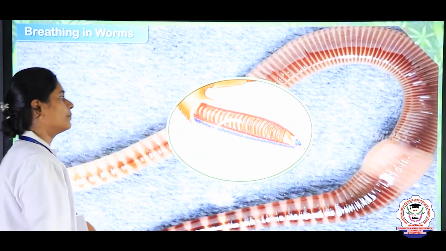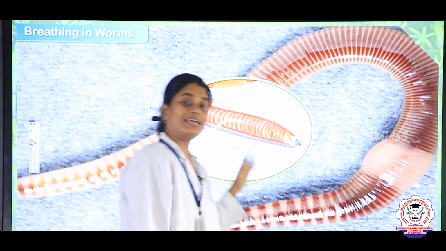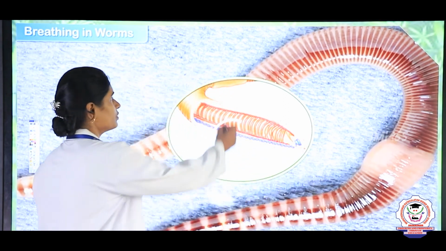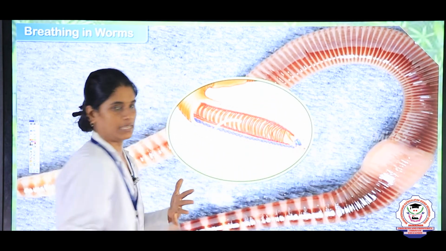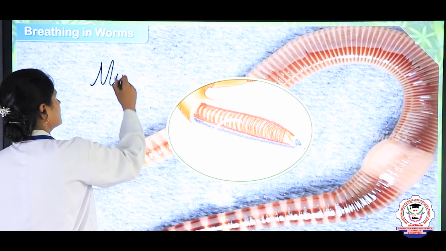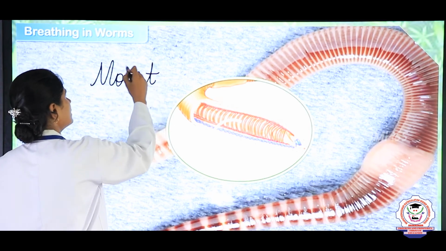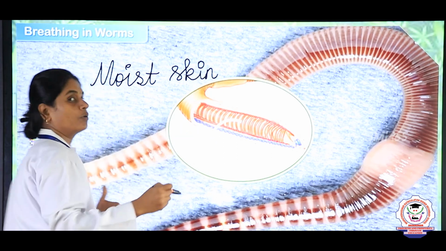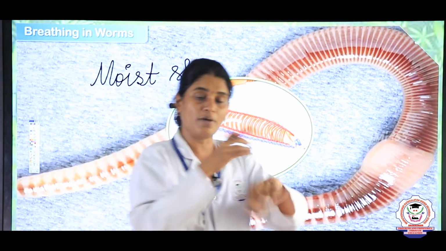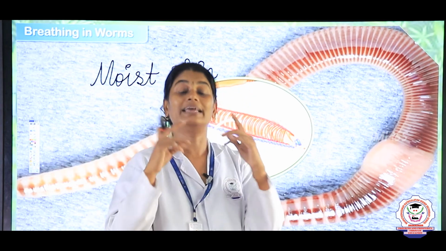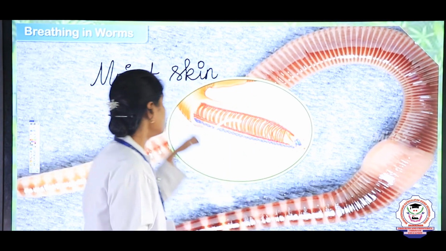Now let us see about earthworms. We can say earthworms breathe with the help of moist skin. You can see this is the earthworm, right. Earthworms breathe with the help of moist skin. So, through the skin they breathe. Are we breathing through our skin? No, right? We are breathing with the help of our nose. But earthworms breathe with the help of skin.